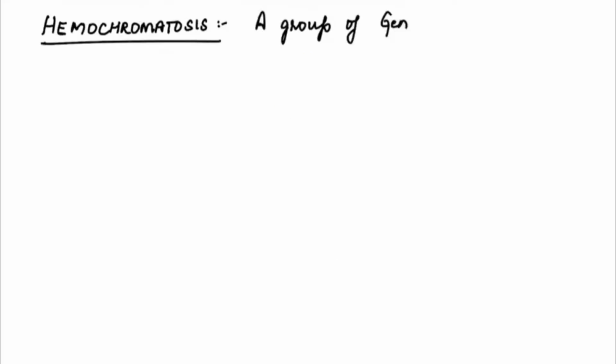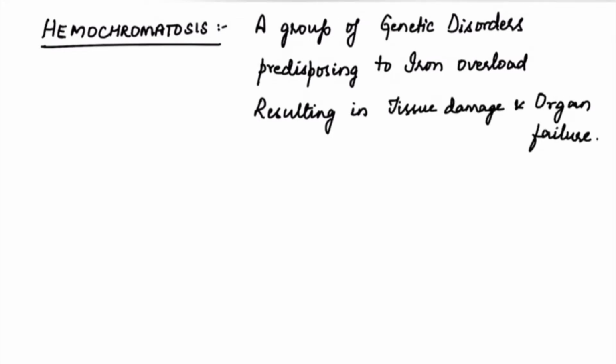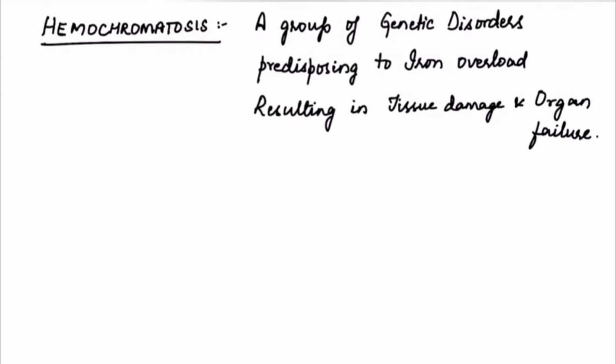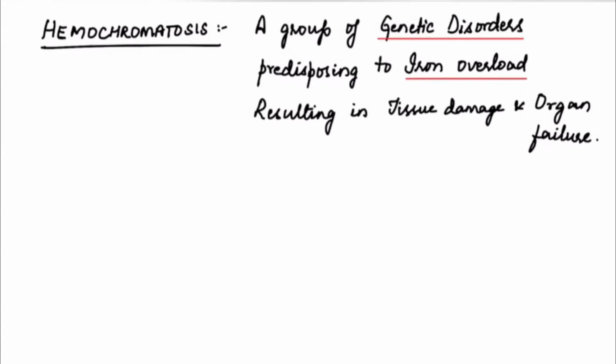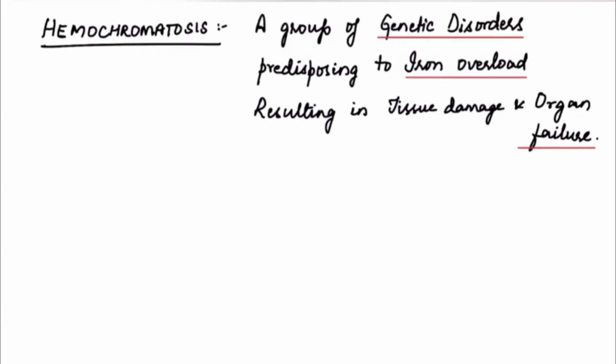By definition, hemochromatosis is a group of genetic disorders predisposing to iron overload resulting in tissue damage and organ failure. So remember that hemochromatosis is the name given to genetic disorders with iron overload and organ failure, and so it is also known as hereditary hemochromatosis. Now this needs to be differentiated from secondary iron overload.